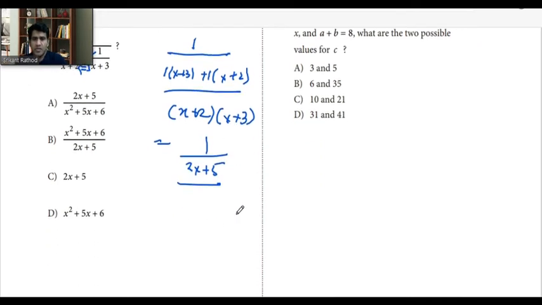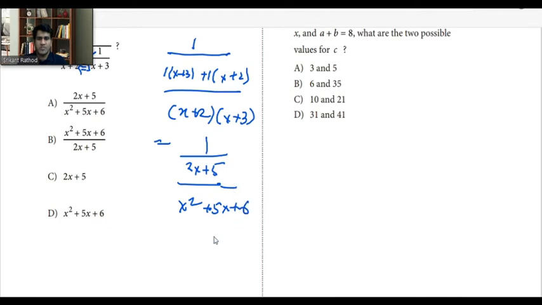divided by the denominator, it's going to be x times x is x square, 2x plus 3x, because 2 times x is going to be 2x. In the next case, 3 times x is going to be 3x. 2x plus 3x is going to be 5x, plus 2 times 3 is going to be 6.